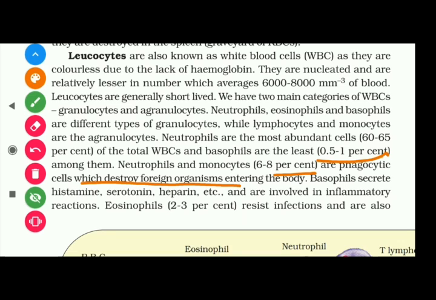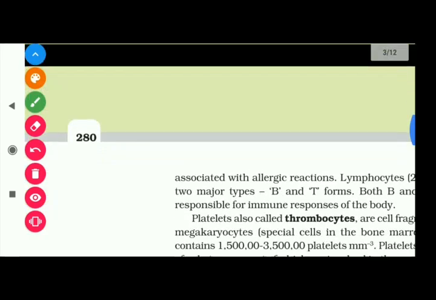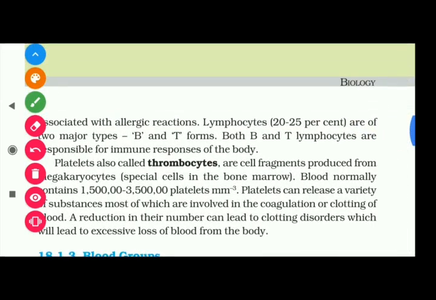And now basophils secrete histamine, serotonin, heparin, etc., and are involved in inflammatory reactions. When some inflammatory reactions occur in the body, basophils secrete histamine, serotonin, and heparin, and they are involved in these inflammatory reactions. Now eosinophils are 2 to 3%, resist infections, and are also associated with allergic reactions.